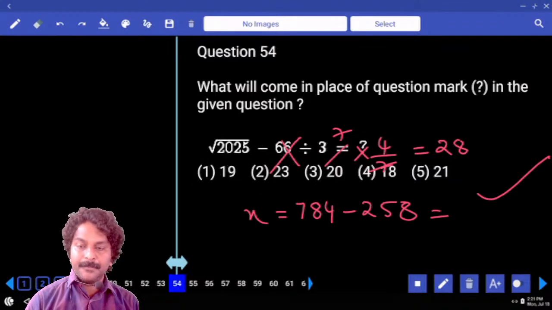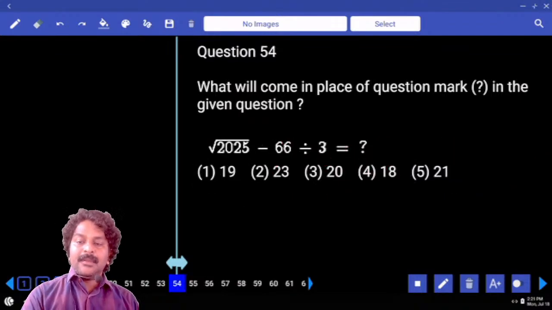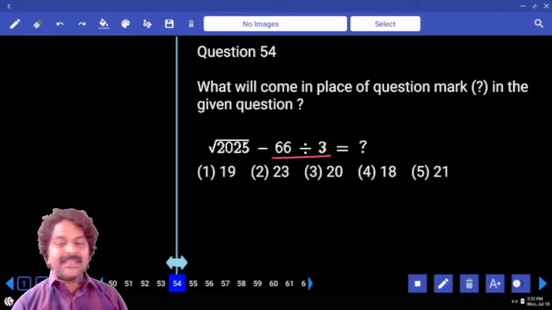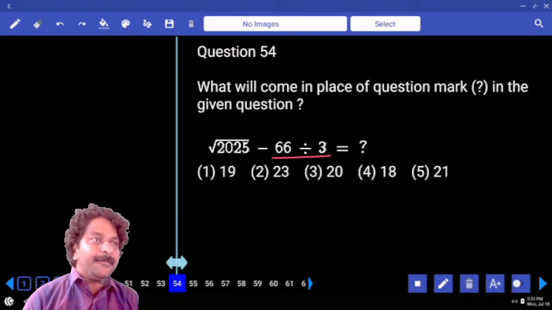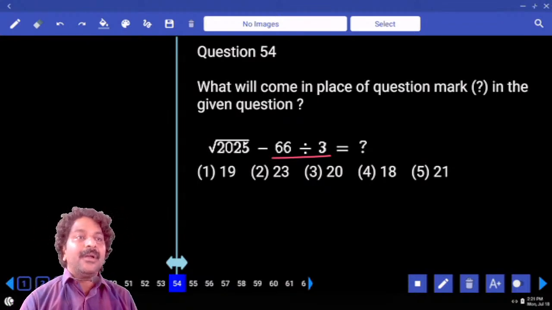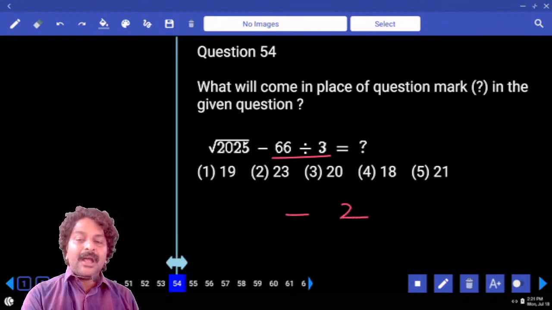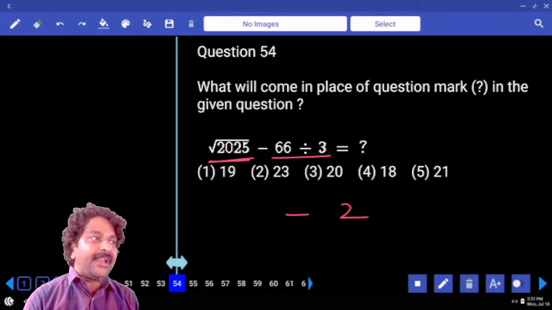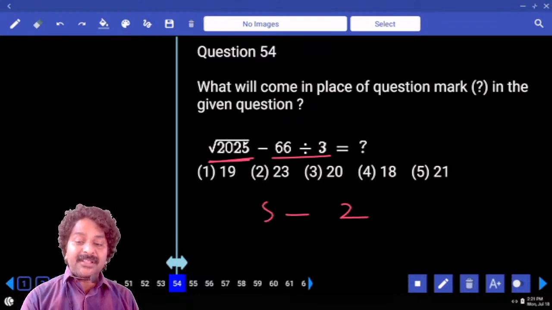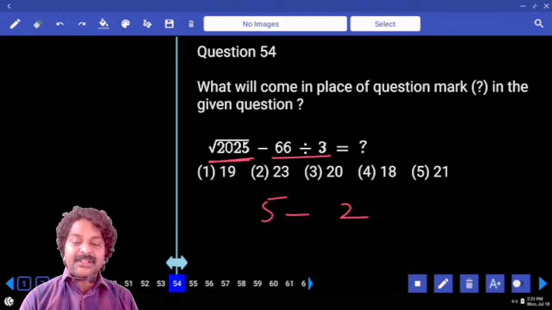Followed. Division symbol is applicable only for 66 only. What is that value? 20. Under root value ends with 25, right? That means that value should end with 5 minus 2 ends with how many are there? Only one.